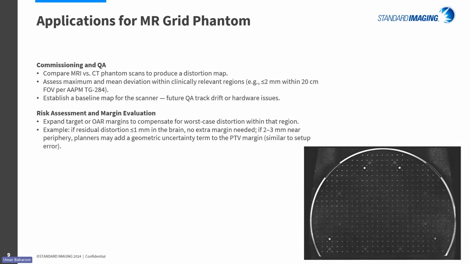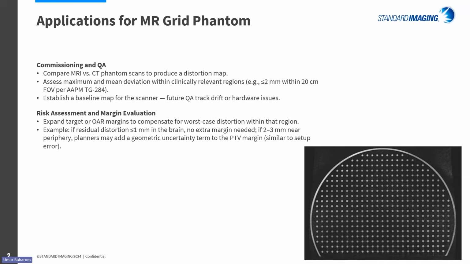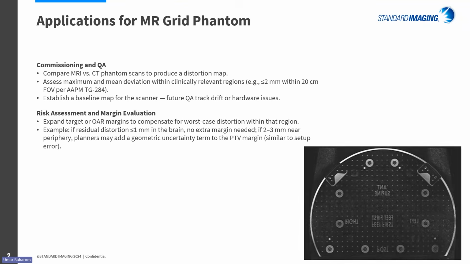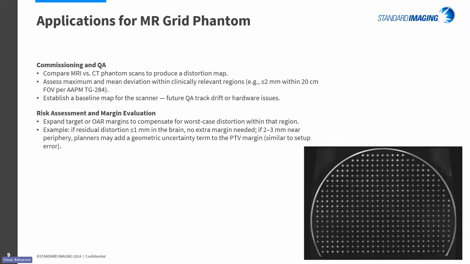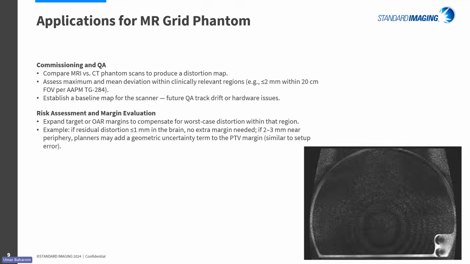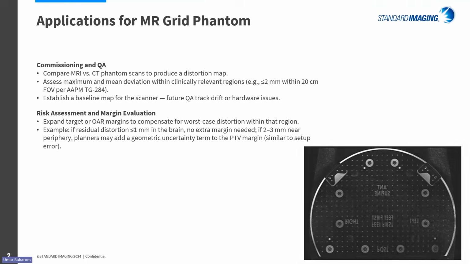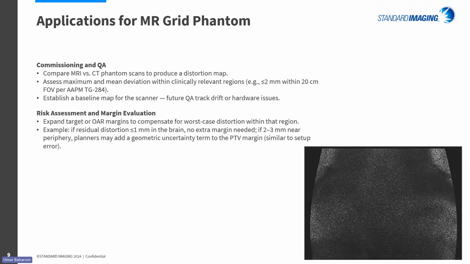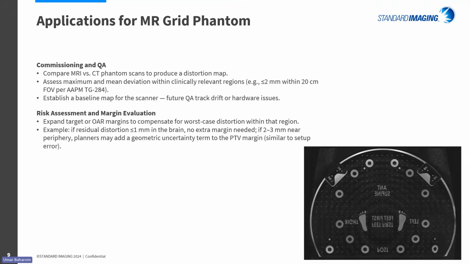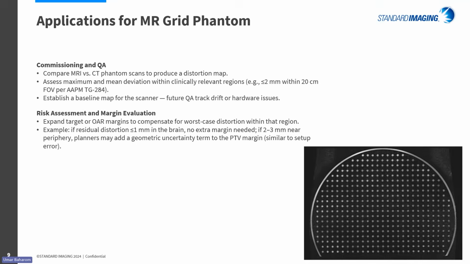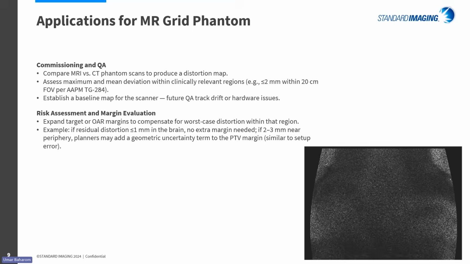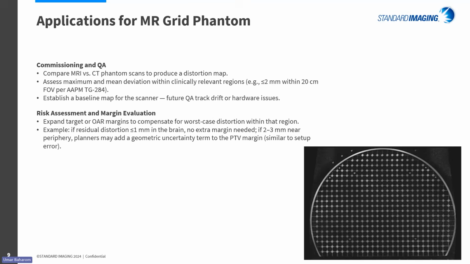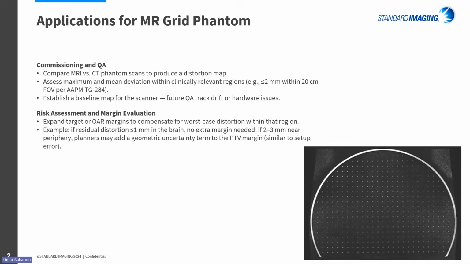Risk assessment and margin evaluation. If you know where the areas with a little bit more distortion are, then you can expand your target and organize risk margins to compensate for the worst case distortion within that region. Within the brain, at the center of the bore, it's a bit more uniform, so you want to be within 1 millimeter. If it's within 1 millimeter, then you don't need any extra margin. But if it's 2 or 3 near the periphery, you may want to add some PTV margin there.